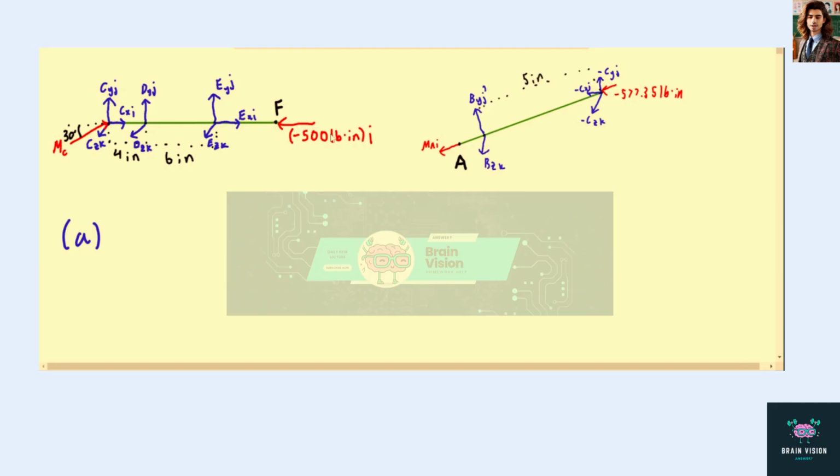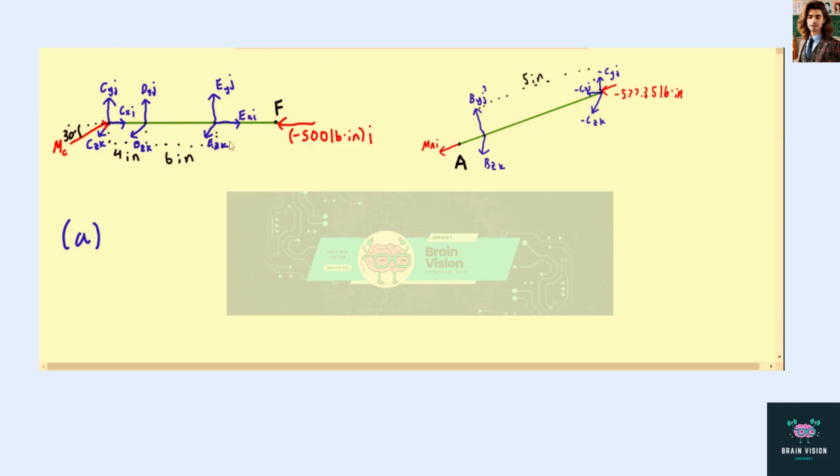We need to find the moment applied at this point A due to an input moment of -500 pounds-inches at the point F. And we also need to find the reactions at the point B, the point D, and the point E. And this problem is in 3 dimensions, so we're going to be using vector components to help solve the problem.